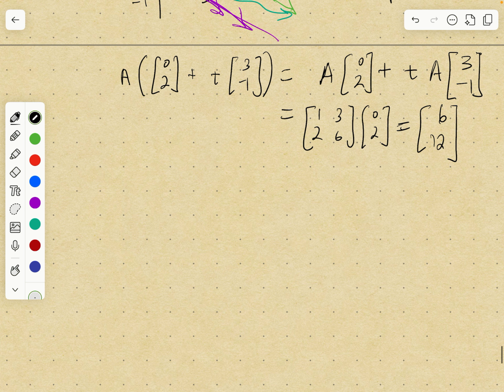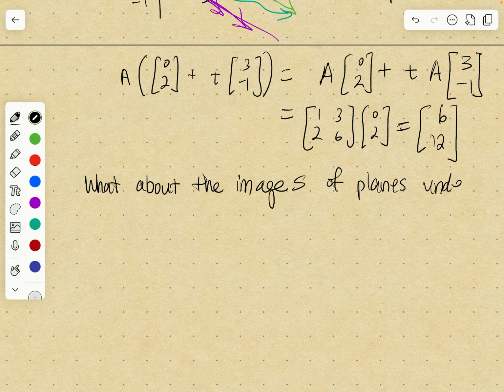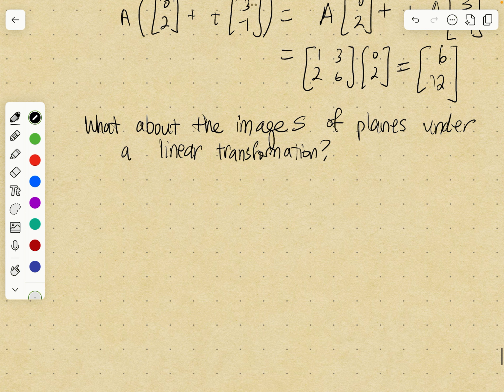Now what about planes? So what about the images of planes under a linear transformation? Well, planes can be described as, let's say you have a plane through the origin first. If you have a plane through the origin, it's going to be the span. So here's R3. Let's say that you have a plane through the origin.